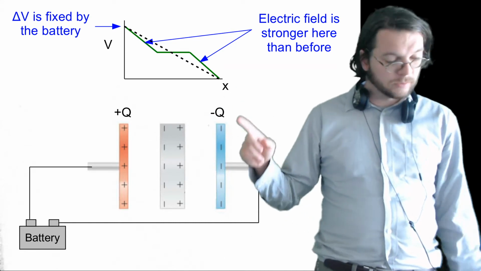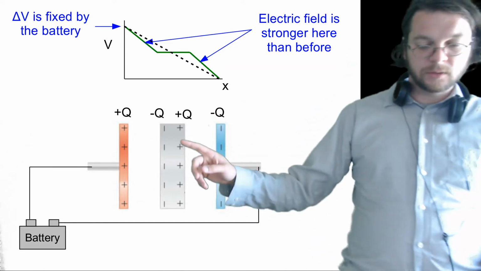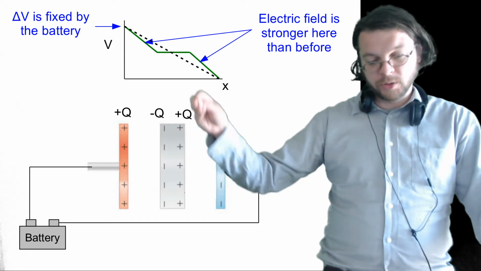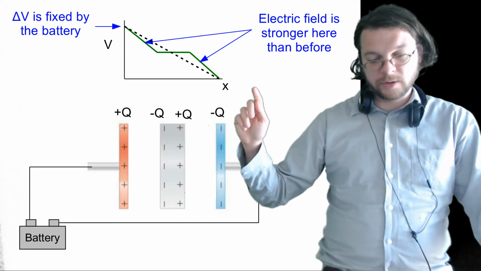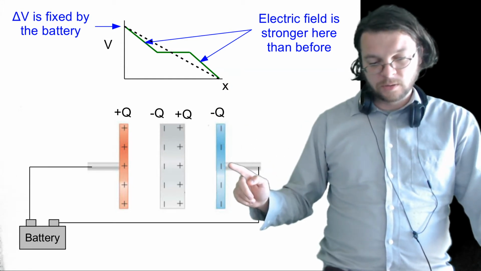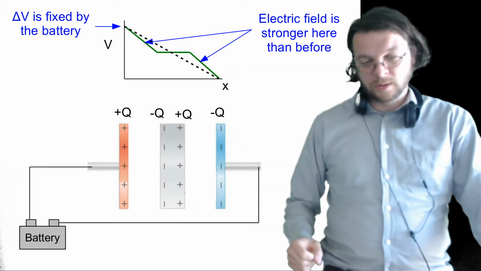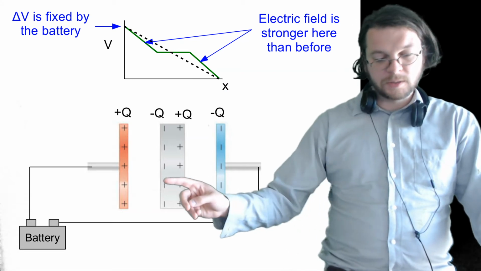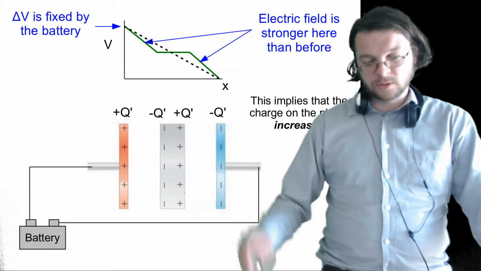So the electric field is larger than before, and so not only is there charge building up on here, but putting this inside of here, because the battery is forcing the potential difference from here to here to be the same, at the end of the day, putting this piece of metal in causes all these charges to increase.